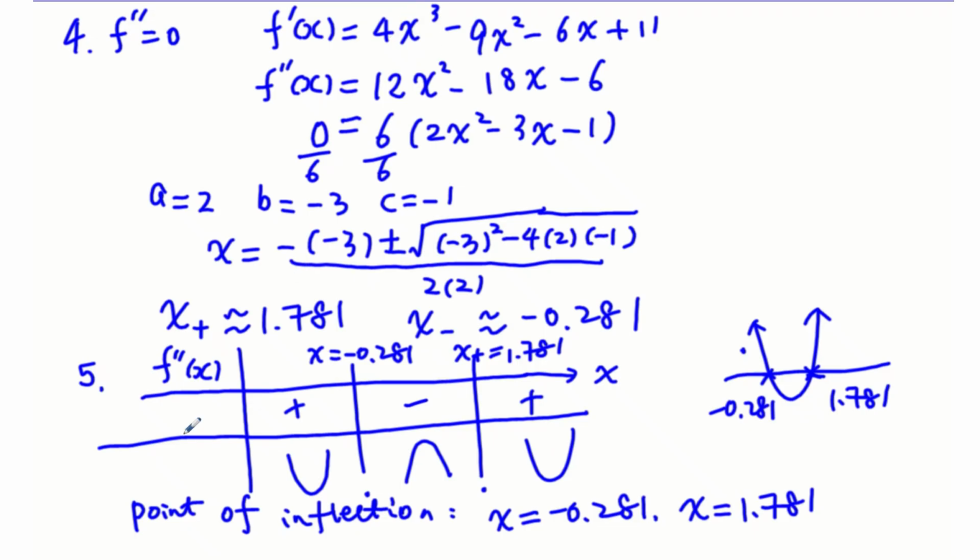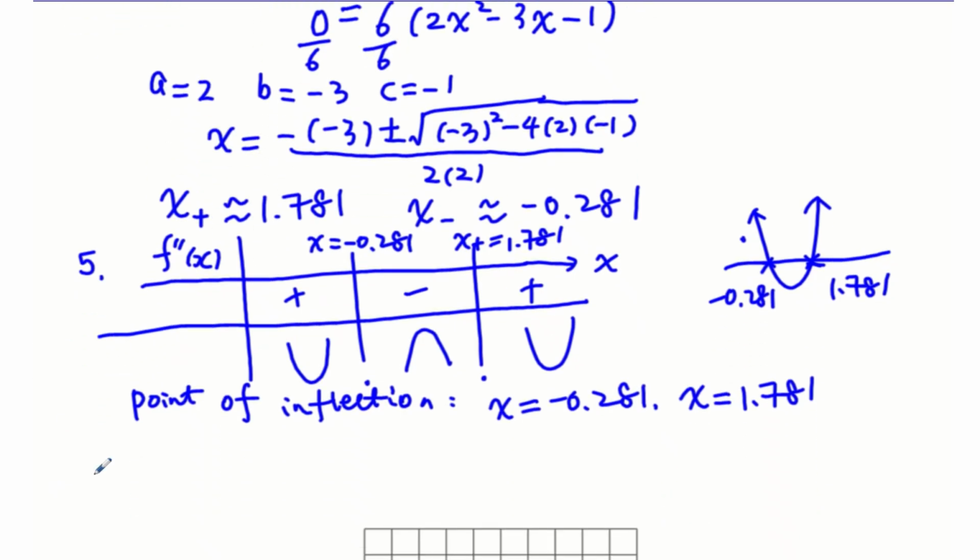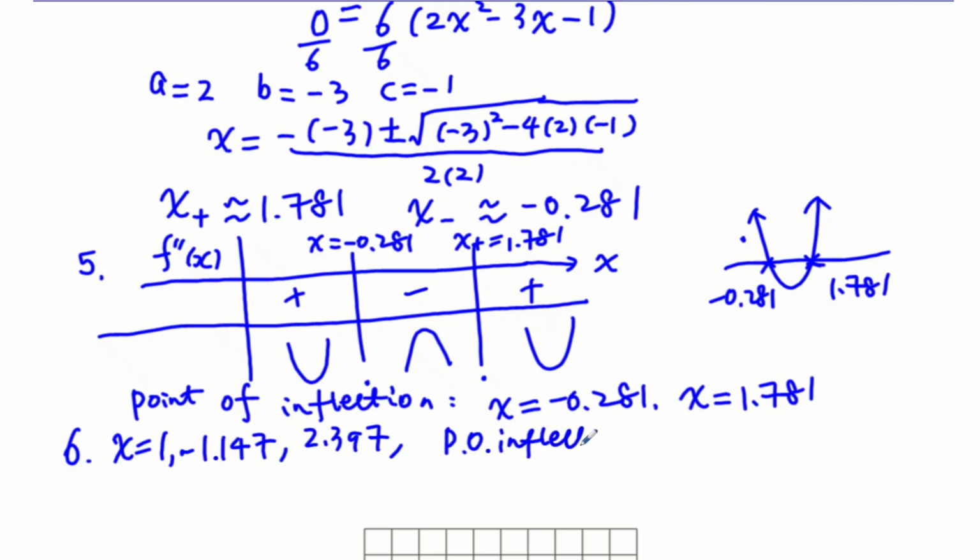So next step, we just need to find, when x equals those values, what the y value is. So question 6, we are going to find at critical points, x equals 1, y equals what? So critical points, they are negative 1.147 and 2.397, and also the points of inflection are x equals negative 0.281 and 1.781.